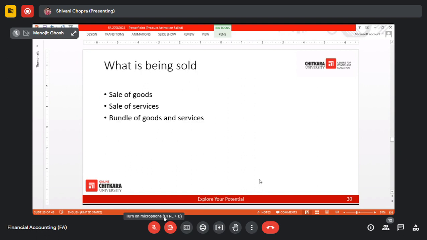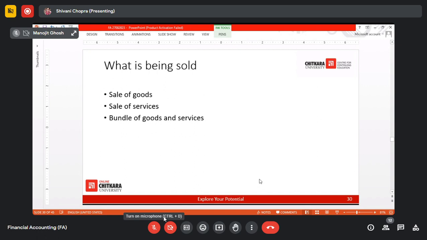So now the first question is what is being sold. That means I need to answer what is being sold. Whenever there is a sales transaction, there is a transfer of goods, there is a transfer of services, or there is transfer of both. That means it can be a bundle of goods and services.